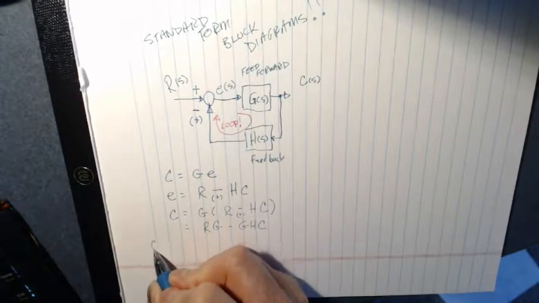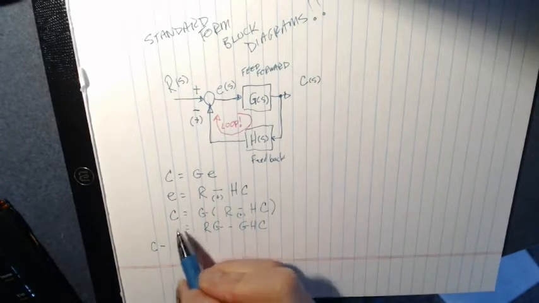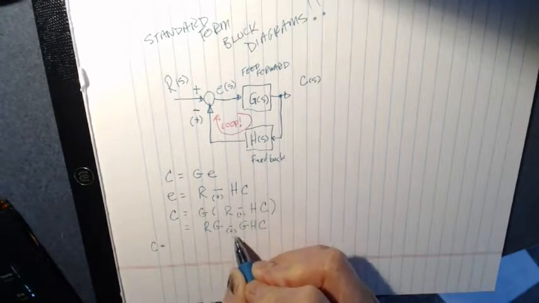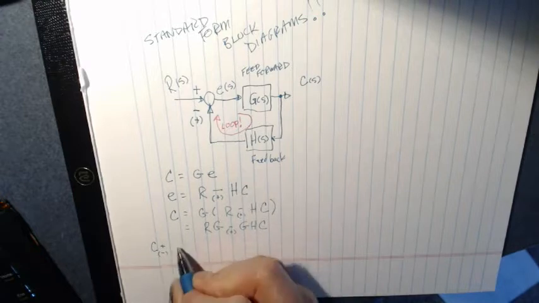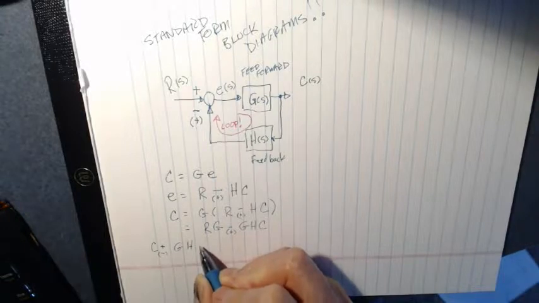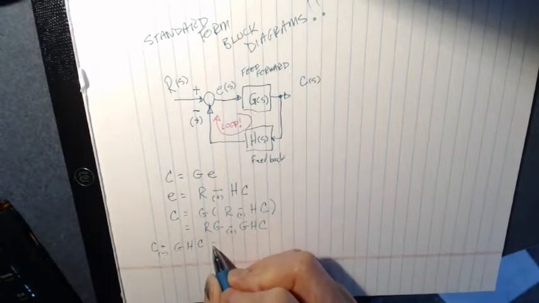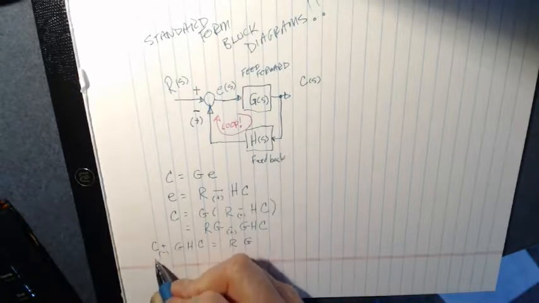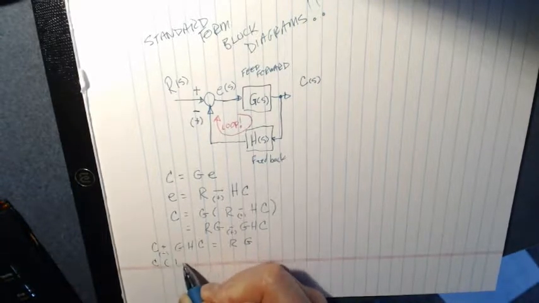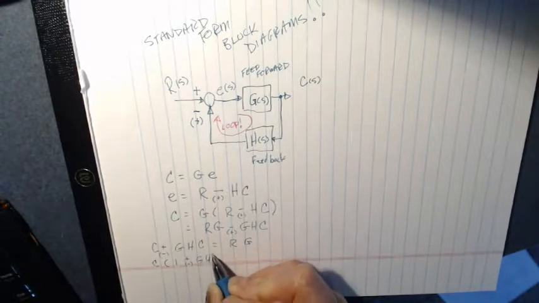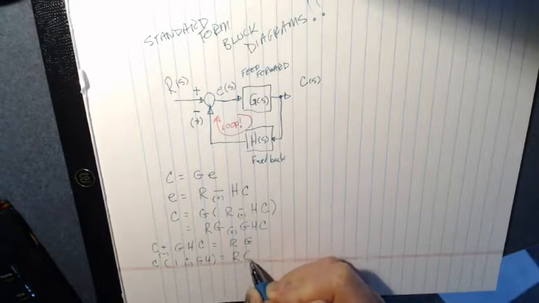And now I'm interested in what comes out, so I'm going to say C plus, oops, I forgot to carry along the plus or minus, C plus or minus G H C is equal to R times G. I'm just doing a little algebra here for my loop. And now I'm going to take out the common factor. This is going to be 1 plus or minus GH, times C, is equal to RG.